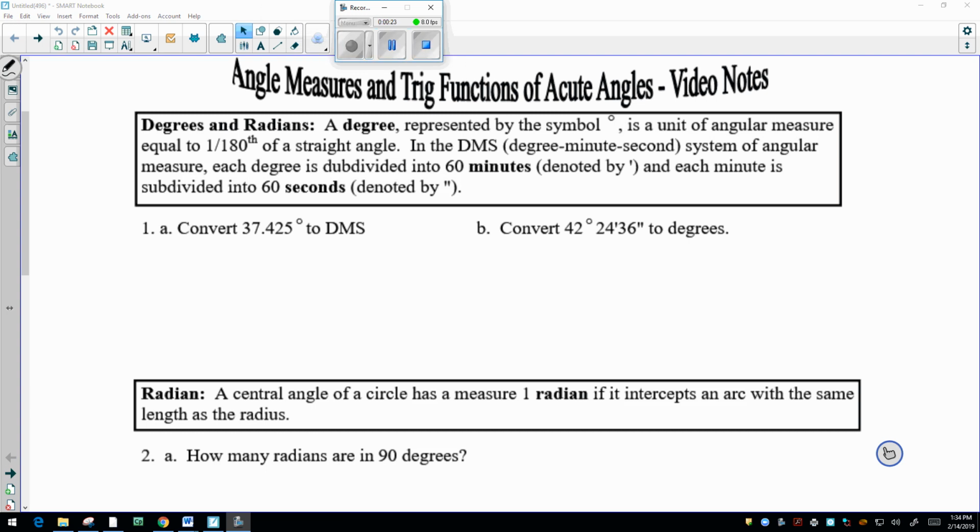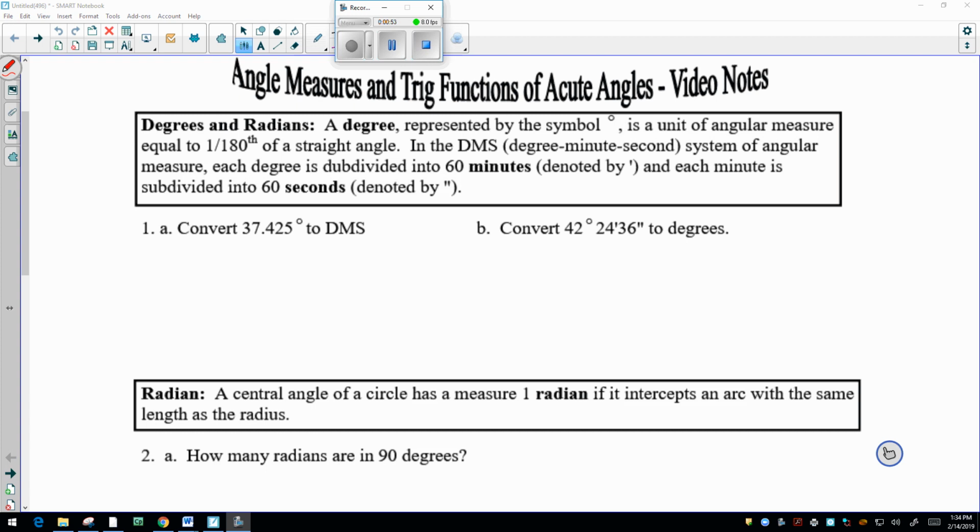So the first thing we're going to do is take a look at converting some basics, degrees, minutes, seconds, to degrees and vice versa. So we know our basic degree symbol, it's a unit of angular measure. In the DMS, or degree minute second system, each degree is subdivided into 60 minutes, and each minute is subdivided into 60 seconds. So just kind of conversions that we need to keep in mind.